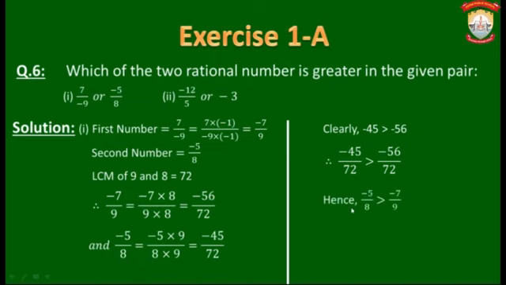We can see that minus 45 upon 72 is equivalent to minus 5 upon 8 and minus 56 upon 72 is equivalent to minus 7 upon 9. So we can say that minus 5 upon 8 is greater than minus 7 upon 9, or in other words, minus 5 upon 8 is greater than 7 upon minus 9.